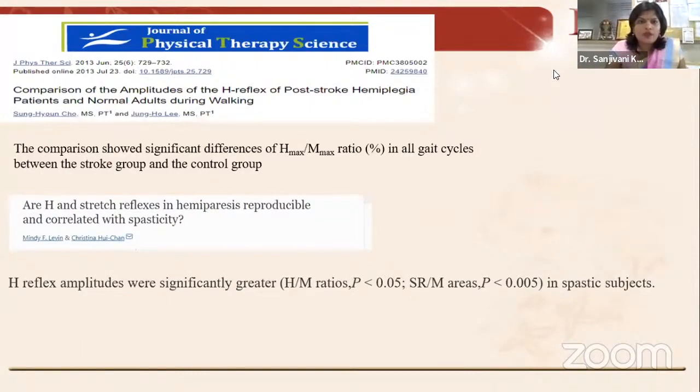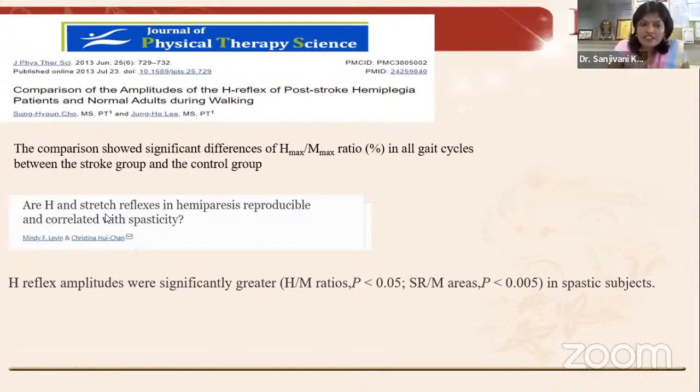So here, this article is published in the Journal of Physical Therapy Science. The title was a comparison of the amplitude of the H reflex of post-stroke hemiplegia patients and normal adults. They found a significant difference in the HM ratio in all gait cycles between the stroke group and the control group. So they compare the control, meaning normal healthy adults, and the stroke patients. They found there was some difference.